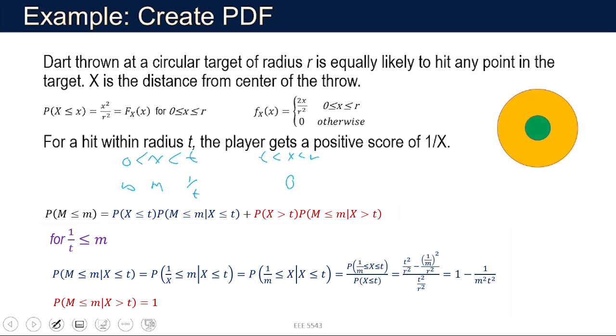So then that intersection becomes that x goes between 1 over m and t, which we know how to find because that's just the difference of two cumulative distributions. So that whole expression goes to a single term. And the other expression becomes the probability that our monetary compensation is going to be less than or equal to something, given that we hit outside of our target region. Well, outside of our target region, our compensation is 0, which means the probability that we get some compensation less than or equal to 0 is always 1. So that's why that probability is 1.